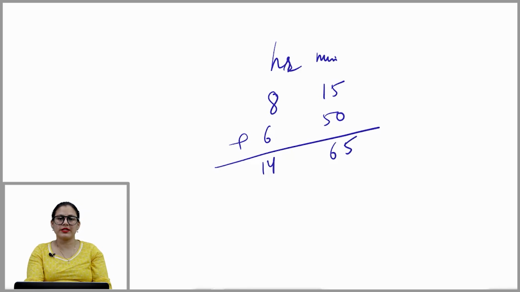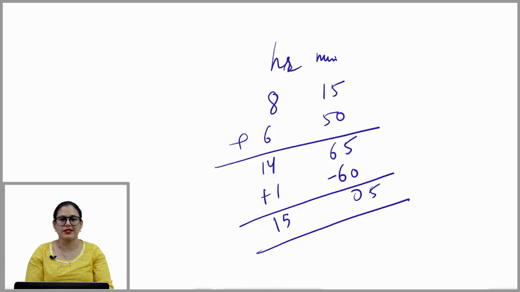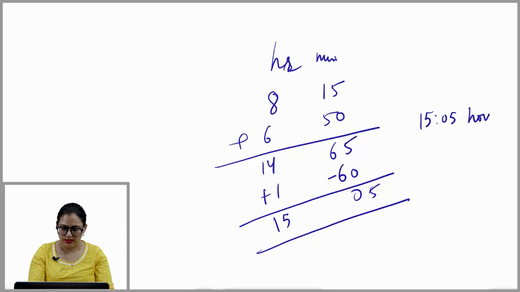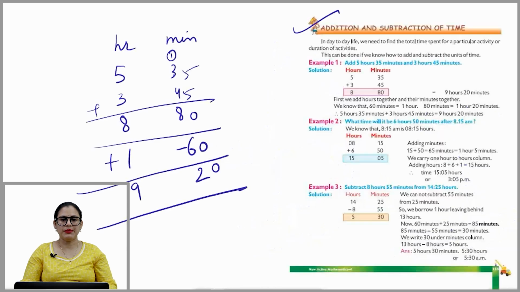Here again, minutes exceed 60, so you will subtract 60 minutes and add 1 here. So 15 hours 5 minutes. That means 15 hours, and what time is it? You can minus 12 from 15, 3. So 3:05 p.m. it is.